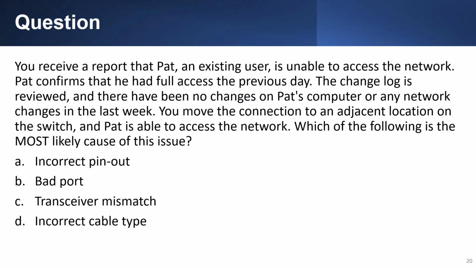Question: you receive a report that Pat, an existing user, is unable to access the network. Pat confirms that he had full access the previous day. The changelog is reviewed and there have been no changes on Pat's computer or any network changes in the last week. You move the connection to an adjacent location on the switch and Pat is able to access the network. Which of the following is the most likely cause of this issue? Answer: bad port.